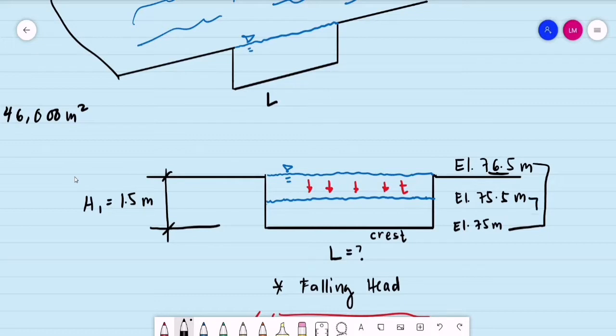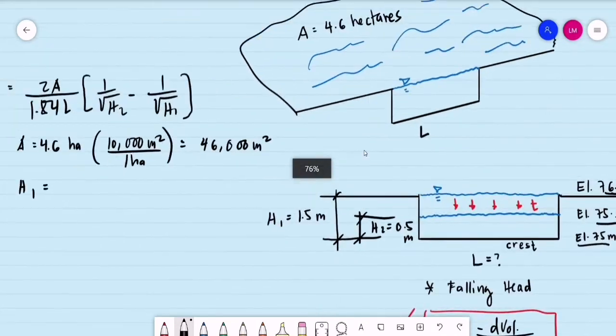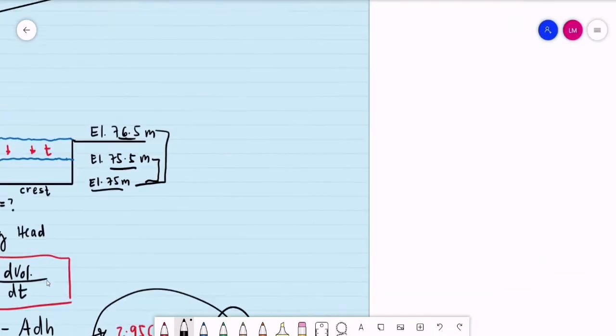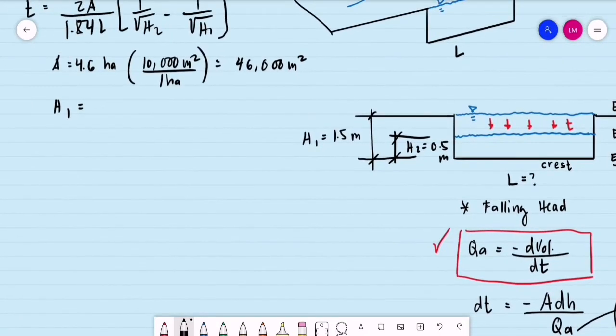Tapos, ito naman. Okay, ano yung 75.5 minus 75? Ito yung head number 2. So, head number 2 is simply 0.5 meter. 0.5 lang yun, 75.5 minus 75. Okay? So, mag-substitute na tayo. Yung time pala, yung time is 42 minutes. So, head number 1 is 1.5 meters. Head number 2 is 0.5 meter.